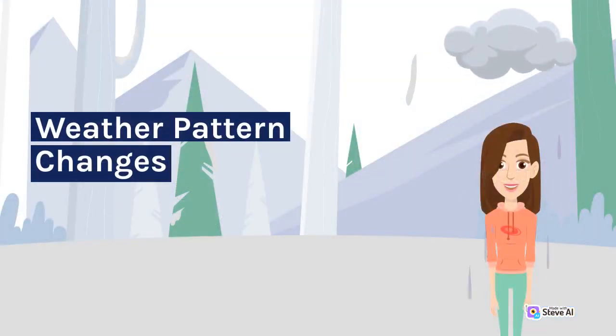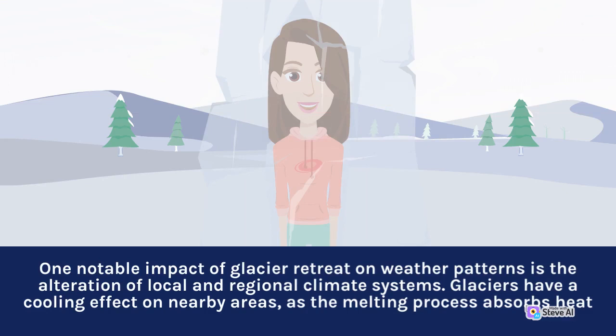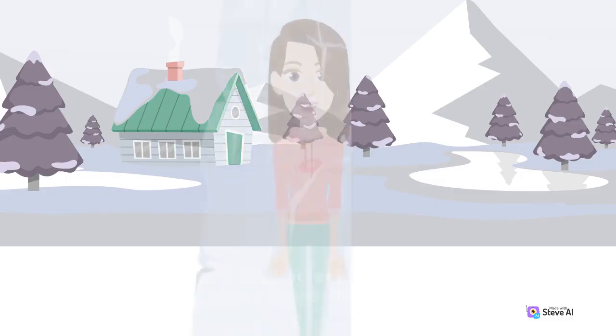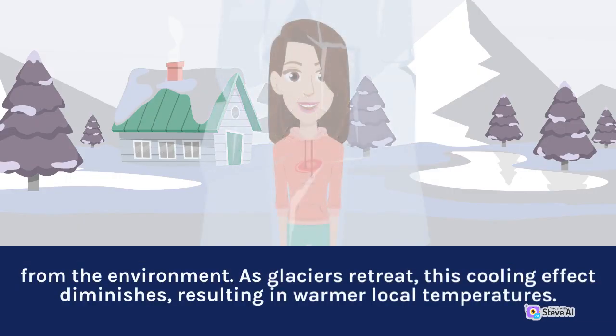Weather pattern changes. One notable impact of glacier retreat on weather patterns is the alteration of local and regional climate systems. Glaciers have a cooling effect on nearby areas, as the melting process absorbs heat from the environment. As glaciers retreat, this cooling effect diminishes, resulting in warmer local temperatures.